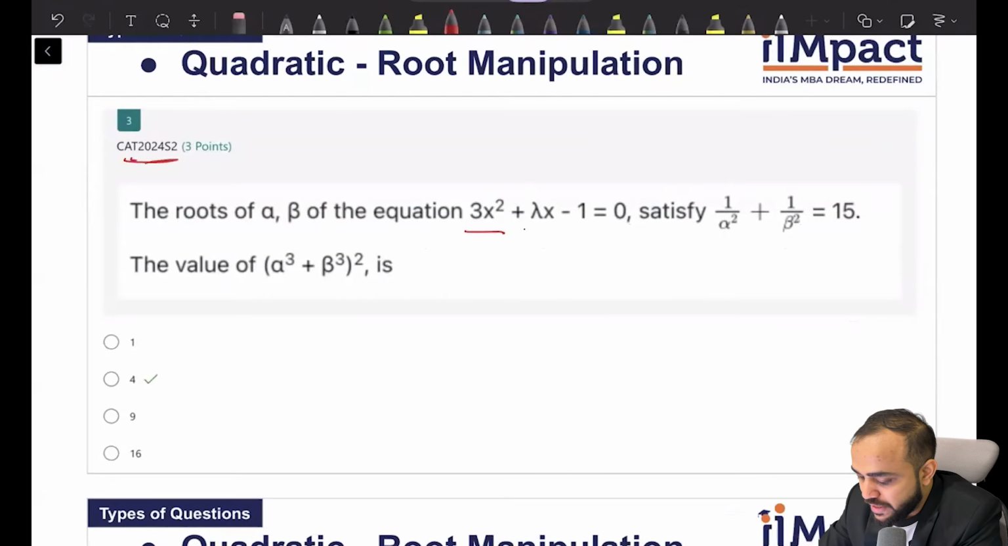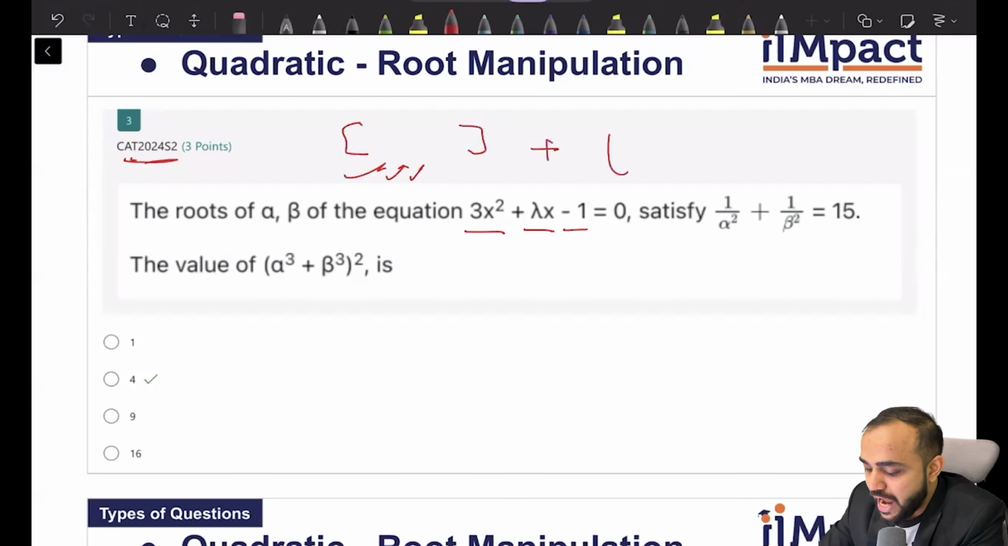3x² + λx − 1 = 0. There is nothing novel going to be here. This is going to be the sum and product expressions plus the identities that we have memorized. It is going to be a combination of these two things. This is a no brainer sort of situation.